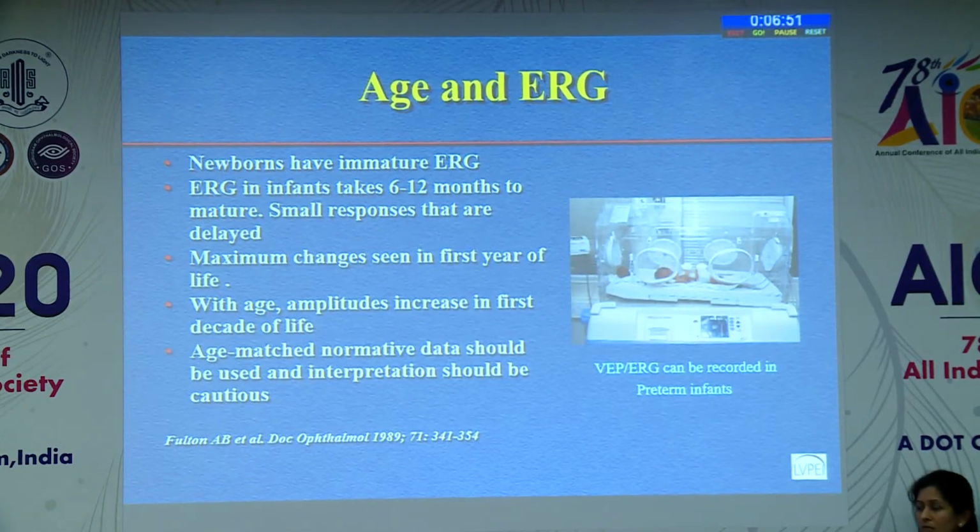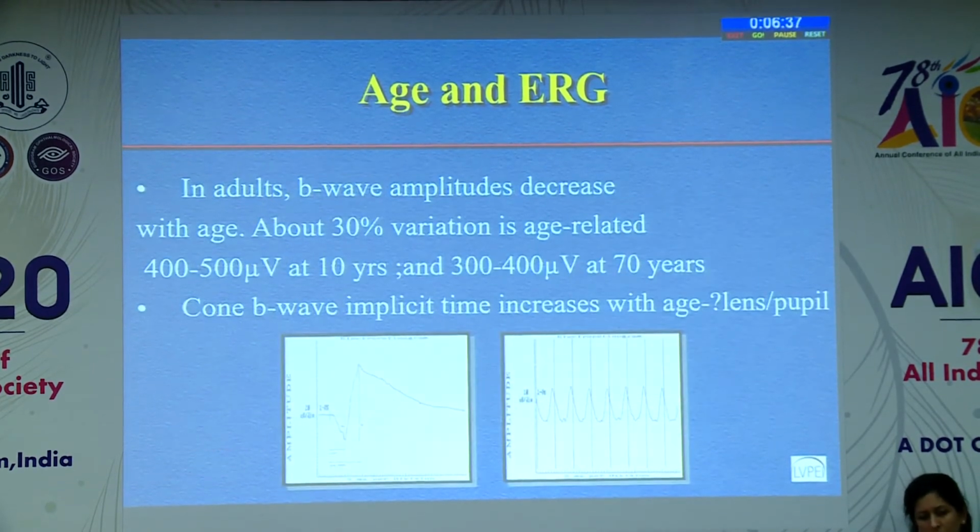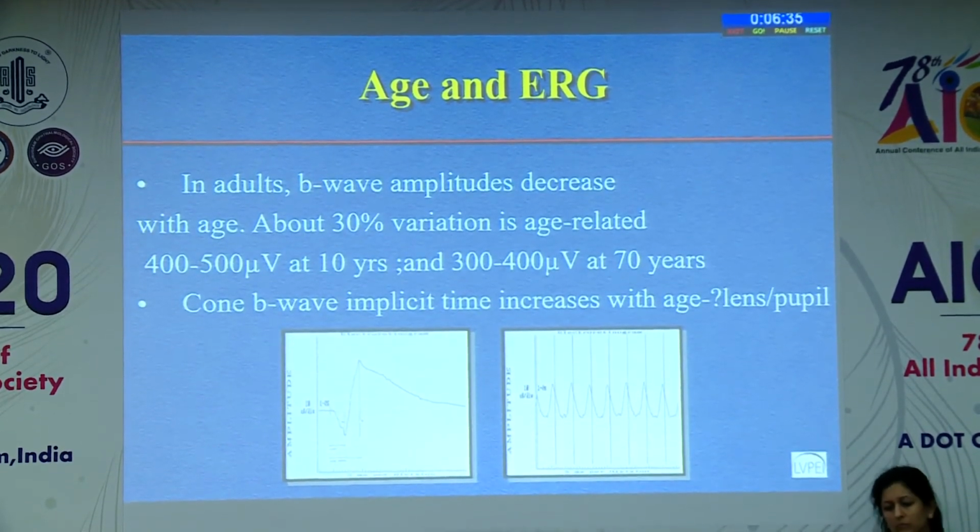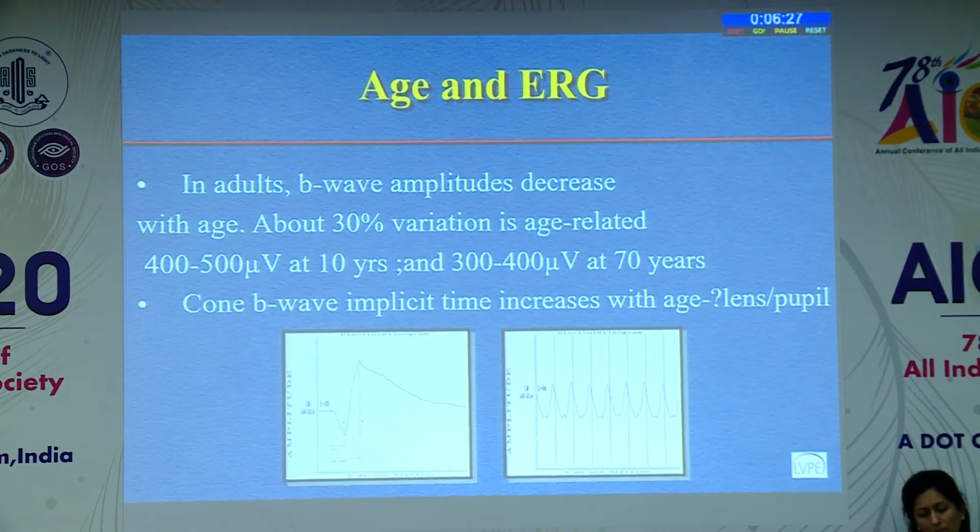The ERG does increase with age, and so we have to be very careful when we interpret. If you get a good recording, it's good, but if you don't get a good recording, don't say that this is poor prognosis, ask for repeat testing at another point of time. So the age and ERG, you can see here that there is a change of about 100 microvolts by the time the person becomes older.